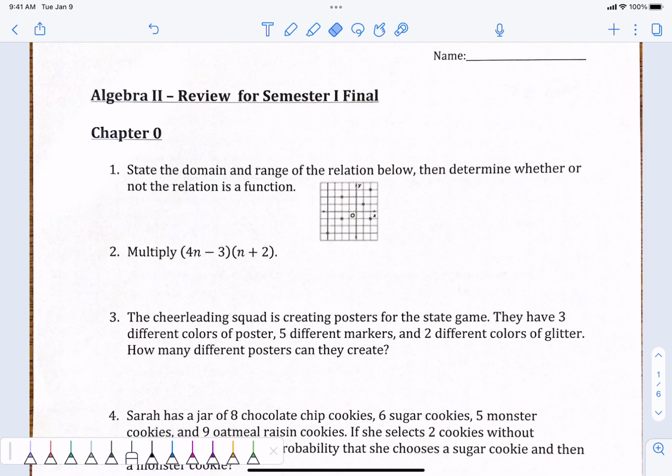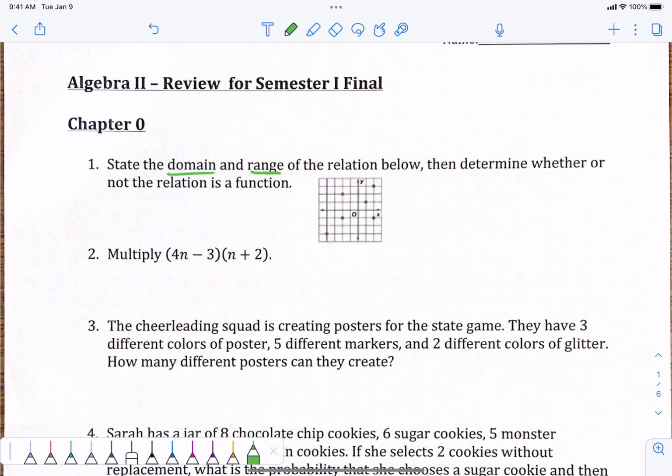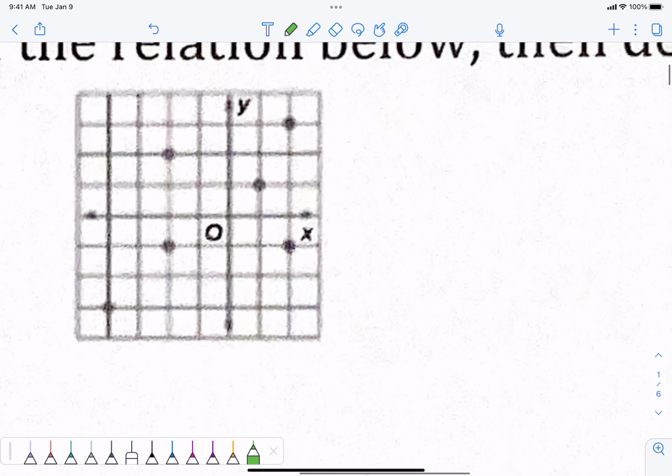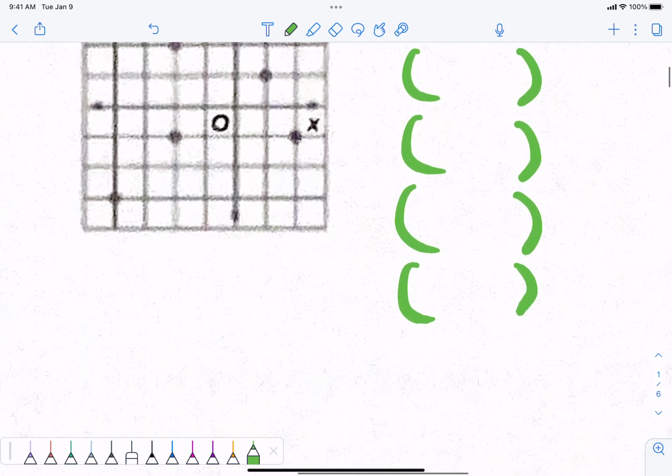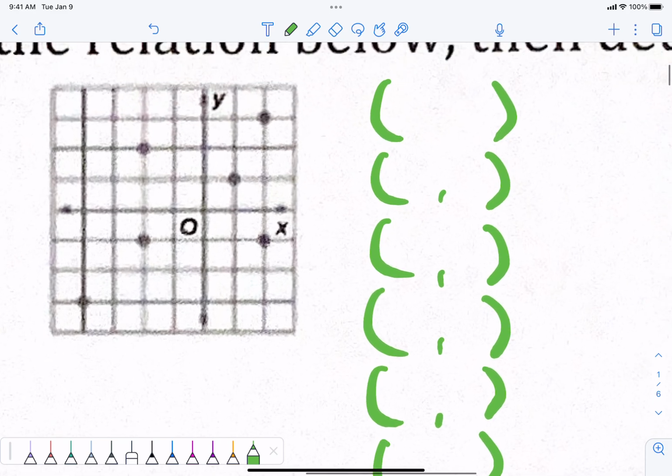Chapter 0, we're starting with this. And they want us to find the domain and range. But first, we're going to take these points and we're going to label them. There are 6 points, so let's list them off to the side over here. And that's going to be helpful for finding domain and range.